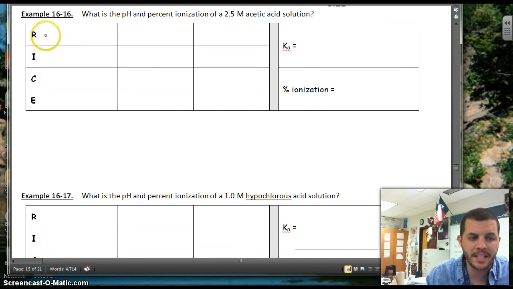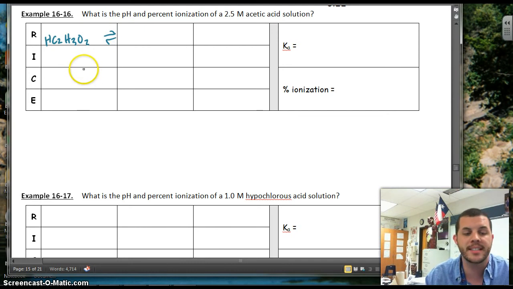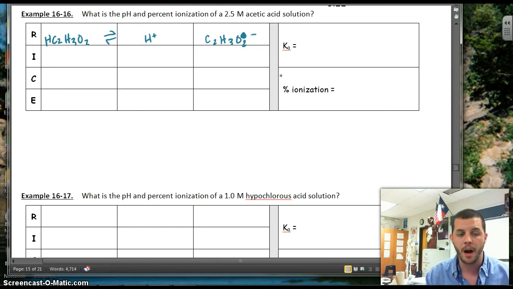So for acetic acid, we have HC2H3O2. Now that's going to dissociate. We're going to do a double arrow since it's a weak acid. It's going to dissociate into H plus and acetate ions, which is C2H3O2 minus. All right, so now if we remember back to our RICE problems, this is very similar to RICE.